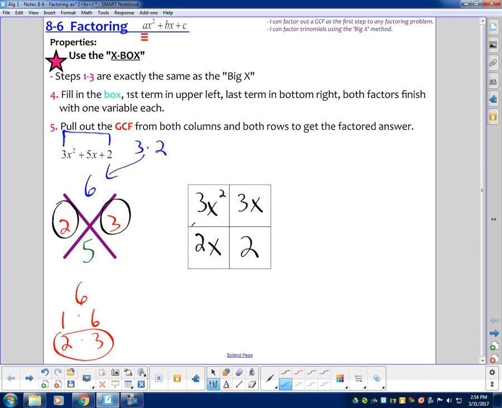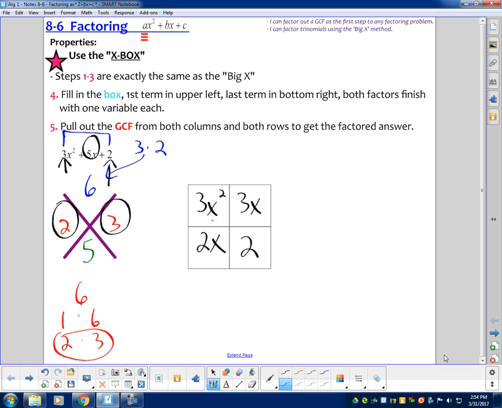If you look at this diagonal right here, you'll see that the 3x and the 2x add up to equal that middle term 5x right here. And the 3x squared is here, and the 2 is here at the end. And so what you see in the box is exactly what we started with, just written in a different way. So I'm going to erase this and I'll put 3x and 2x back in here.